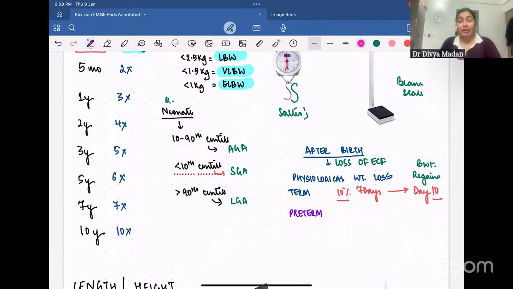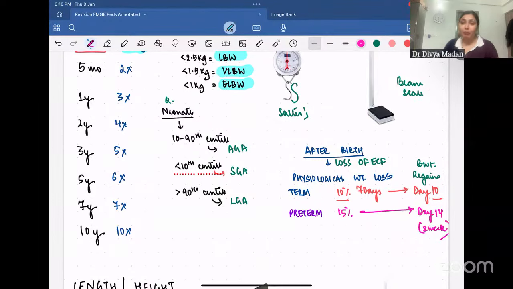Now, what about preterms? Preterm babies have more surface area exposed, right, as compared to their weight. So they have more extracellular fluid losses, so their weight loss would also be more. Their weight loss would be approximately up to 15%, and they regain this birth weight by the end of day 14. That is the second week of life, right?